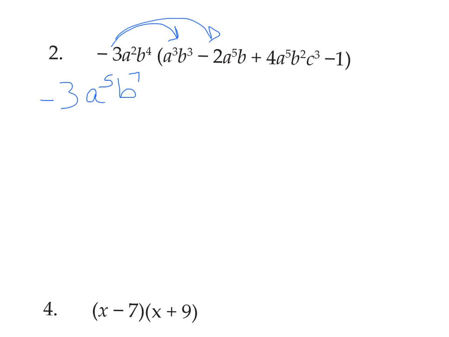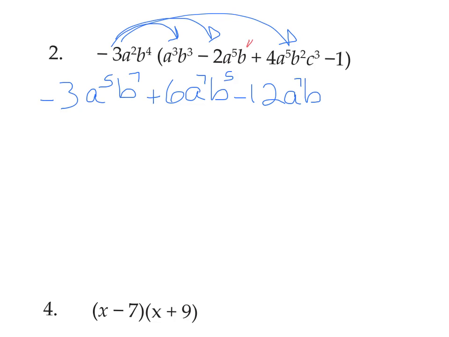Then here, negative times negative is positive. 3 times 2 is 6. The a's, 2 plus 5 is 7. The b's, 4. Don't forget your invisible 1 here. 4 plus 1 is 5. And then here to here, negative times positive is negative. 3 times 4, 12. A's, 2 plus 5 is 7. B's, 4 plus 2 is 6. Now, there are no c's here, but we do have this c factor here, so we need to carry that one down. C cubed, since there are no more c's to add with it here.